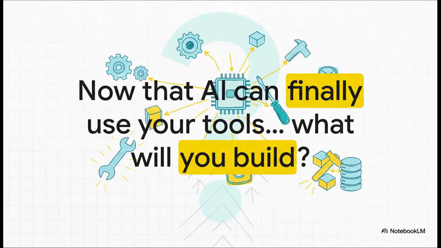And that, honestly, brings us to the most exciting part. For years, we've all talked about what AI could do one day. Well, with a standard like the Model Context Protocol, that barrier is just gone. The AI can finally get in the building and get to work. So the question is no longer, what can AI do? It's, what will you build?